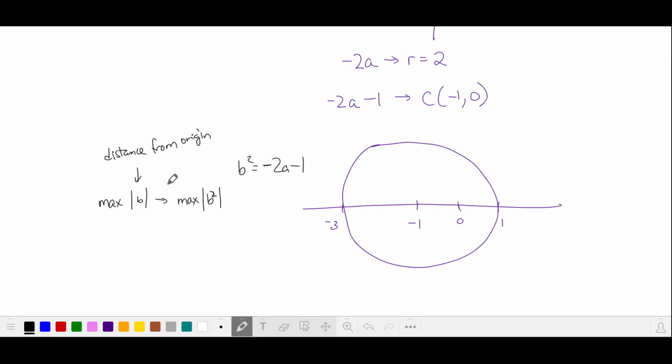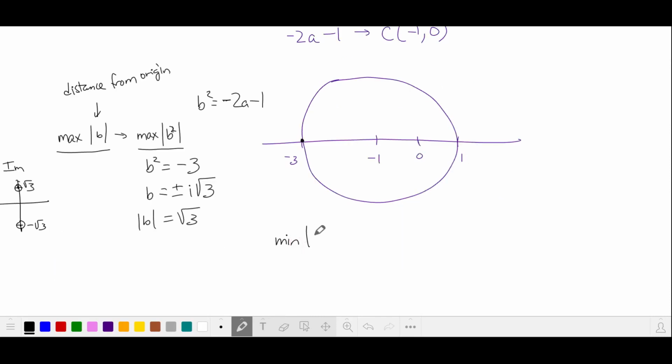The magnitude of b is the distance from the origin. In order to maximize it, we need to maximize the magnitude of b squared. The point on this circle with the greatest distance from the origin is this point here, where b squared is equal to negative 3. This means b is plus or minus i root 3. These are 2 points on the imaginary axis, and the magnitude of both of those points is root 3.